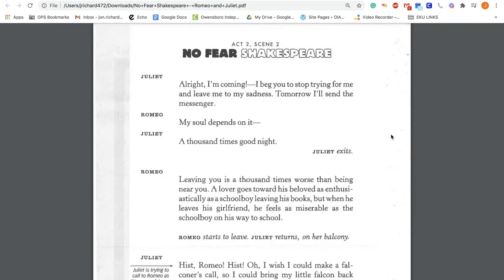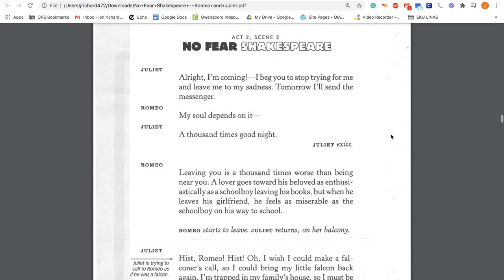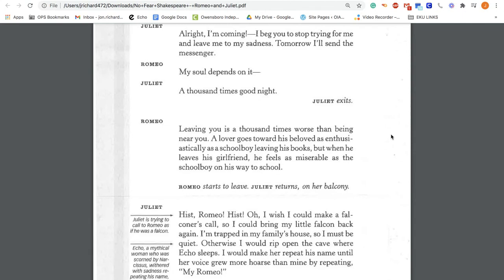Tomorrow I'll send the messenger. My soul depends on it. Romeo: A thousand times good night. Leaving you is a thousand times worse than being near you. A lover goes toward his beloved as enthusiastically as a schoolboy leaving his books, but when he leaves his girlfriend, he feels as miserable as a schoolboy on his way to school.